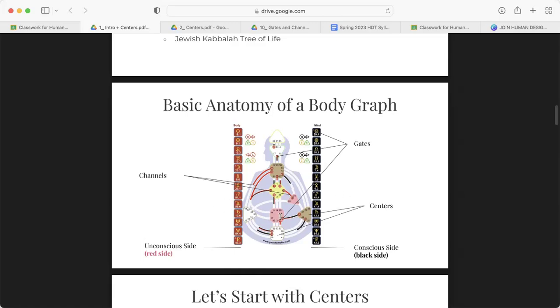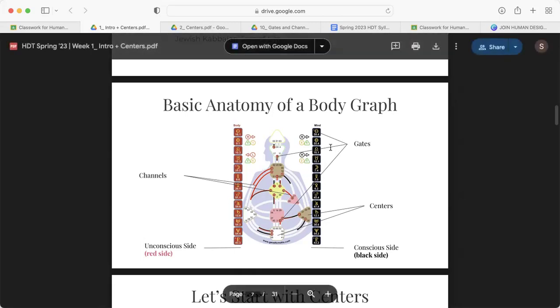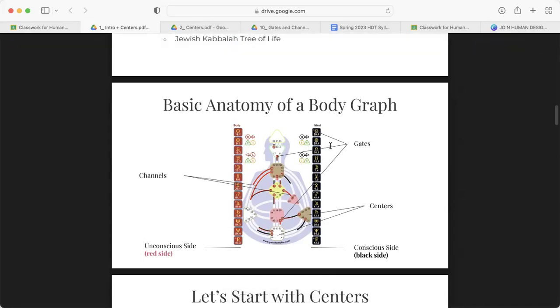Where your centers are, these shapes, what those even are, whether they're defined, which means colored in, or open or undefined, white. What determines whether centers are defined or open are channels and gates. This is really cool, really complex information that makes human design so rich. And what determines your type are actually where the channels are and what they're connecting. We won't go into all of that here because that's the purpose of the course.